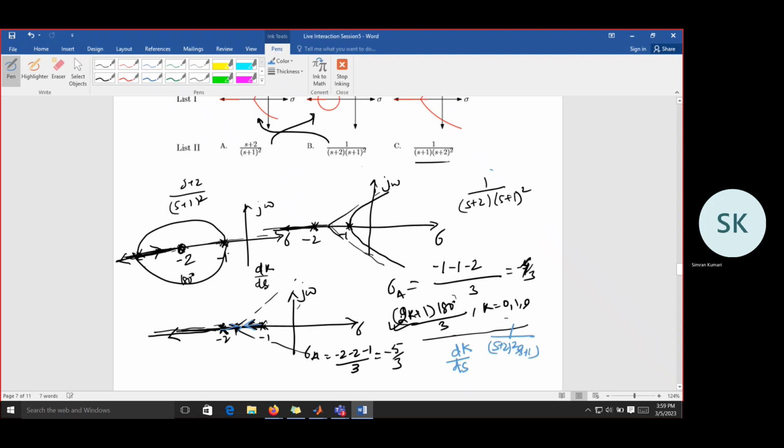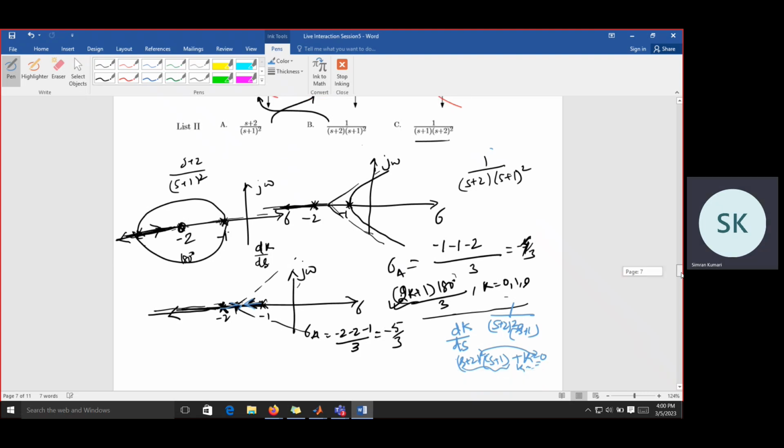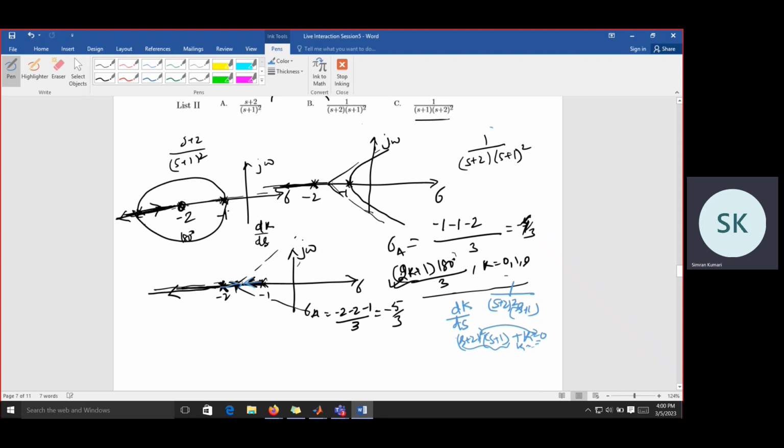And we can find a characteristic equation that will be (s plus 2) whole square (s plus 1) plus k equal to 0, and then k will be minus, this will go this side, so it will be minus, and this equation is a polynomial in s. And if we try to find out, we'll get some value which will be here, and from this point these two poles will evolve and will proceed along the asymptote.